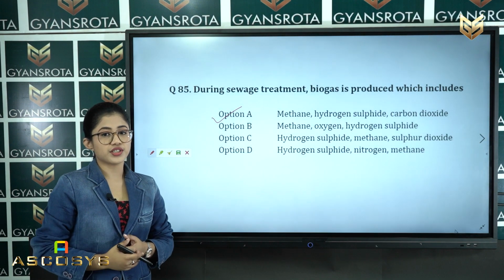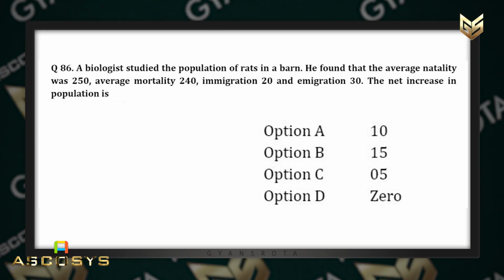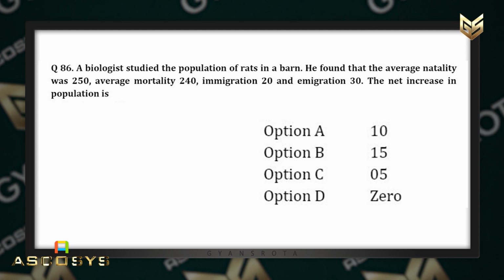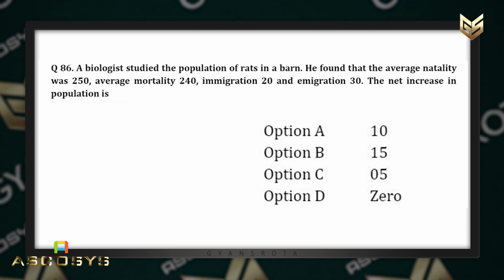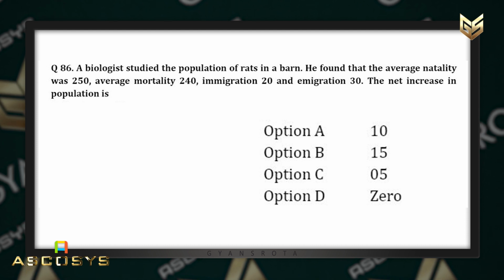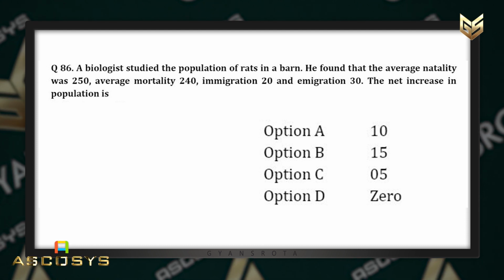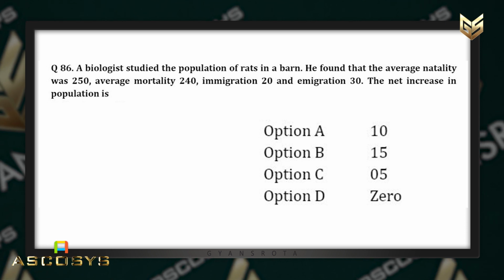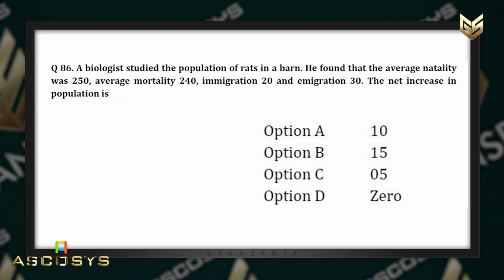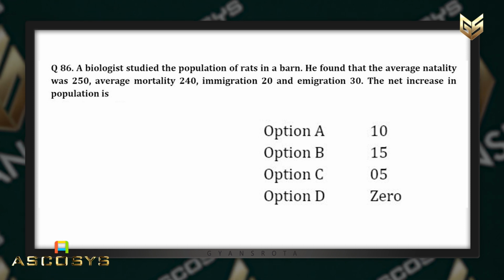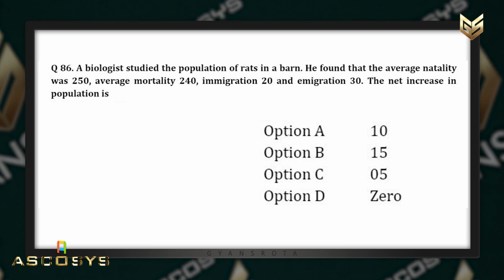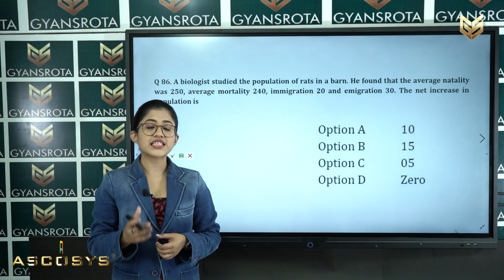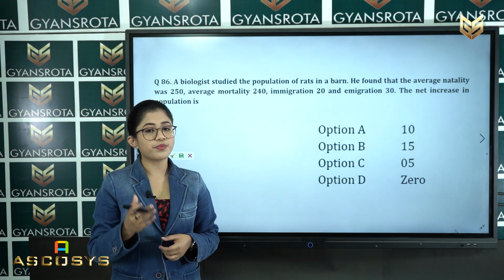Now, let us see the next question, that is question number 86. A biologist studied the populations of rats in a barn. He found that the average natality was 250 and the average mortality is 240 and the immigration is 20 and emigration is 30. The net decrease in the population is option number A 10, option number B 15, option number C 5, option number D 0. Student, this is from the chapter Organisms and its populations.